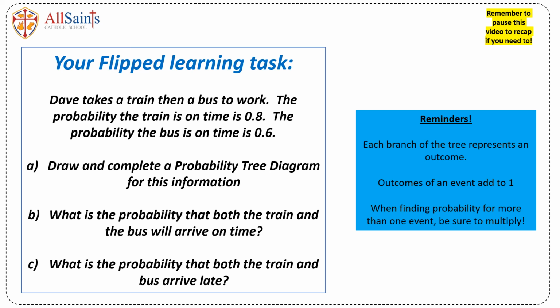For this question, you have 3 parts to complete to bring into lesson. The first part will be draw and complete a probability tree diagram for this information. The second is to find the probability that both the train and the bus will arrive on time. And finally, to find the probability that both the train and the bus arrive late.